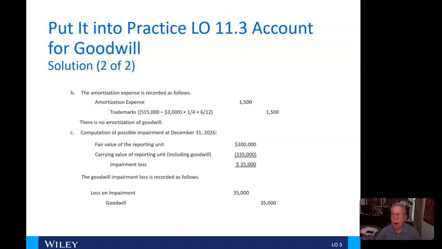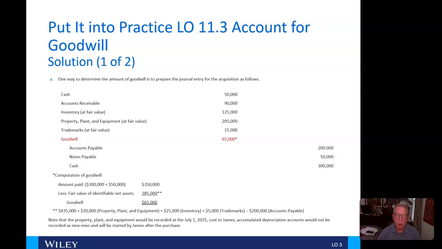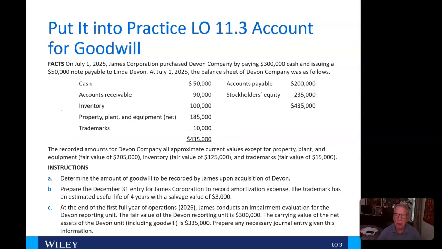Okay, under Bravo, the amortization expense is going to be $1,500 for the trademarks, and we get that by taking the $15,000. Let's go back, get those numbers for everybody. Here is our trademarks of $10,000. The fair value was $15,000. And under Bravo, the trademark has a useful life of 4 years and a salvage value of $3,000.